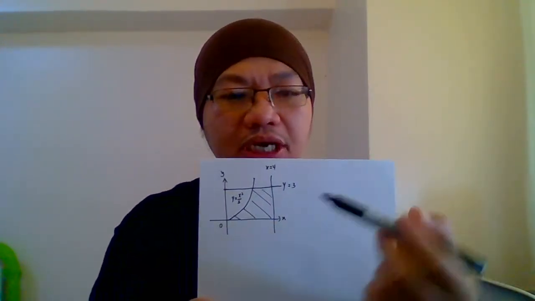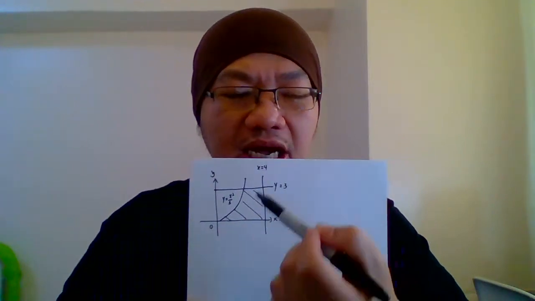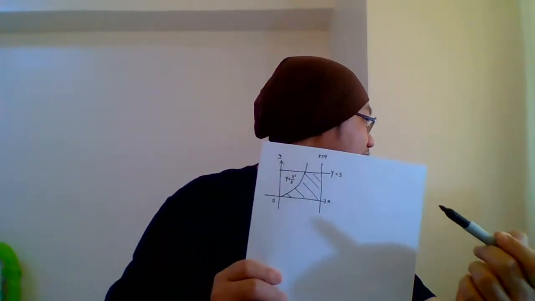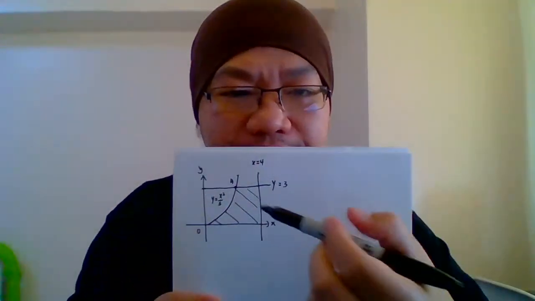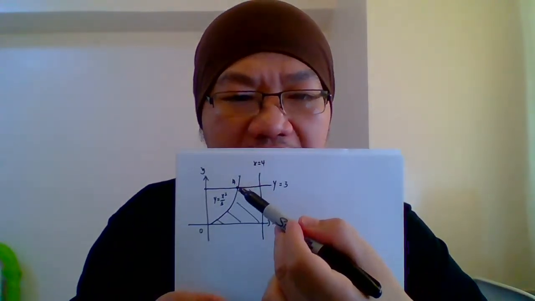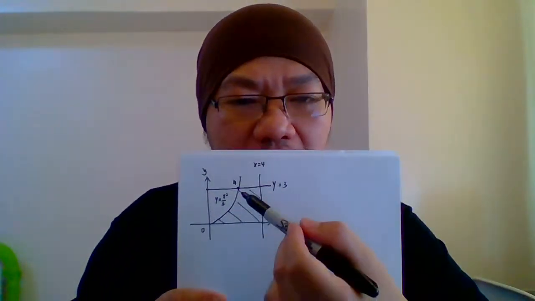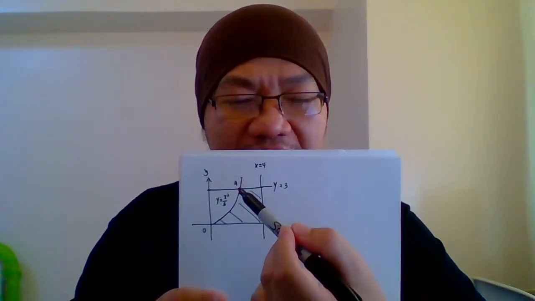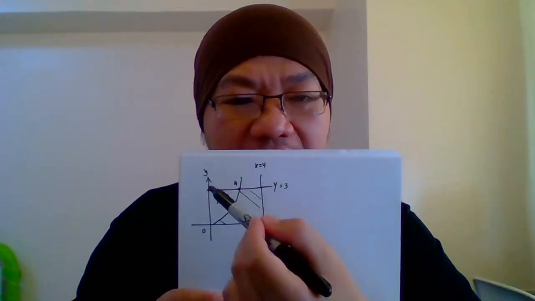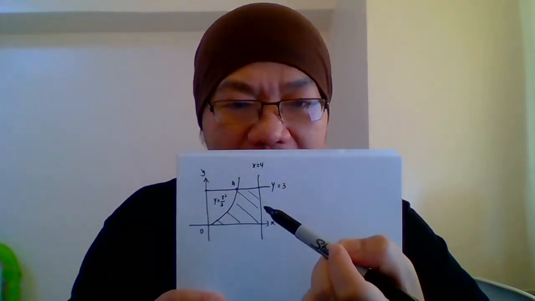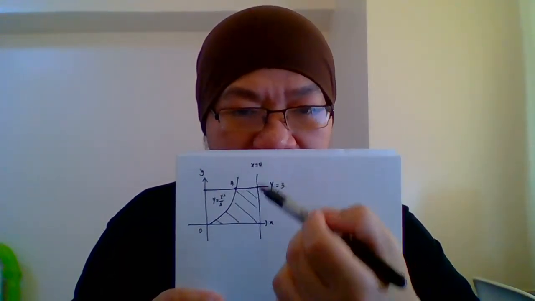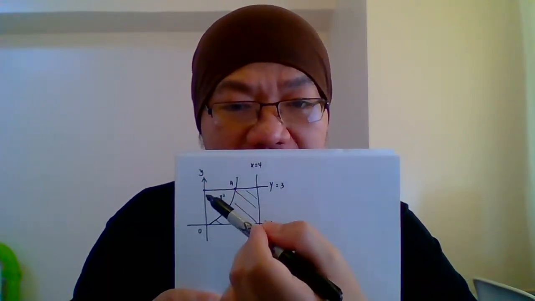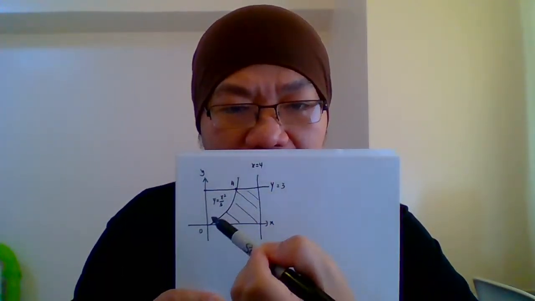So now, how do we find the point of intersection? They're asking about finding the point A. The point A is here. So this is the coordinate of A. How do we find this coordinate A? Look at your equations given here. The point A is the intersection between the curve and the straight line. Which straight line? The y equals 3, not x equals 4. X equals 4 is here. This line y equals 3 intersects with the curve.